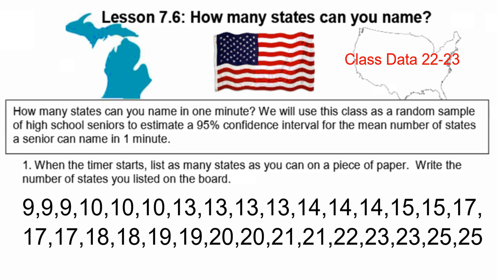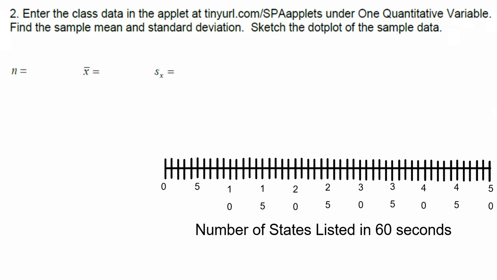We're being asked to find n, which is the number of pieces of data in your set; x-bar, remember that's the mean of your sample; and then we have the standard deviation of the sample. So all of that will be calculated for you in the applet, and it should generate for you a dot plot with the results for the number of states listed in 60 seconds.